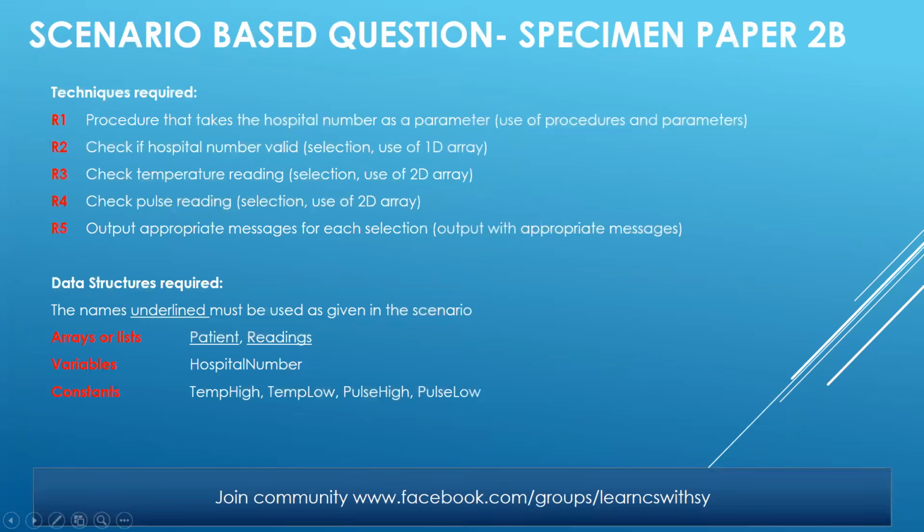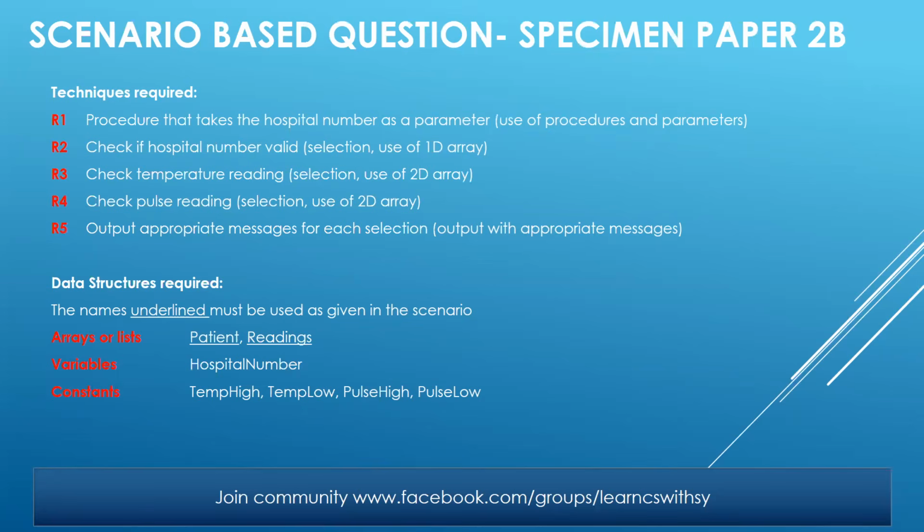Just for the sake of you to understand, requirement 1: procedure that takes the hospital number as a parameter. Has the student used the procedure in the right way? Has he used the parameters properly? Yes. Has he met the first requirement? Fine, perfect. Check if hospital number is valid. Has the student checked the value by using any selection statement? And here you need to mention the use of the 1D array, that is patient.